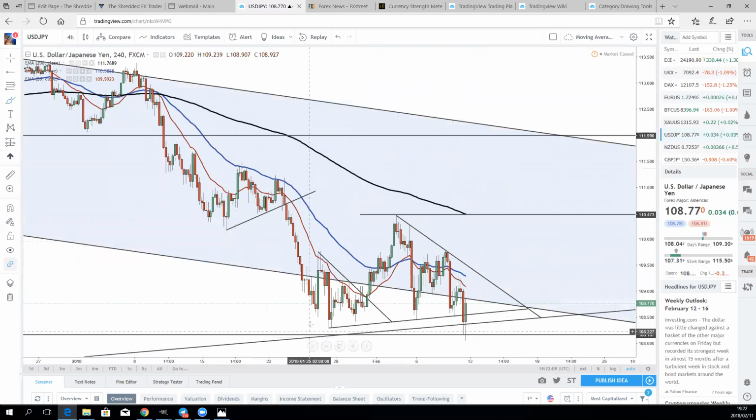Again, you can see price structure over here. Nice little formations forming. Again, I'm just looking for a long position once we break this level over here.